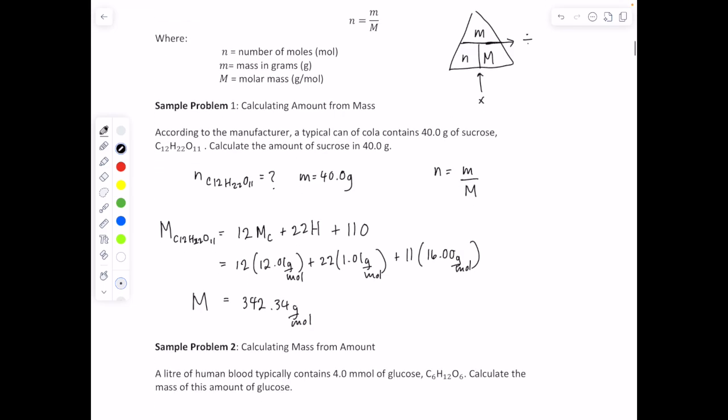So I want to know how many moles that is. So the number of moles equals mass over molar mass. In 40 grams, if the molar mass is 342.34, I can punch this into the equation, and if we solve, we end up with 0.0117 moles of sucrose in 40 grams.